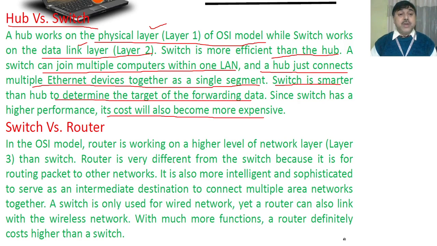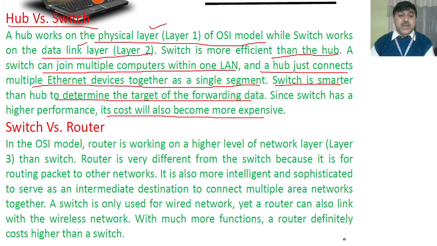Now, switches versus router. The switch is working in which layer? The switch is working in the data link layer and the hub is working in the first layer. They do their particular work and make it very effective. Clear? Switches versus router, or router versus switch.